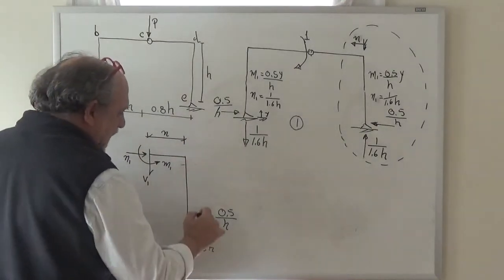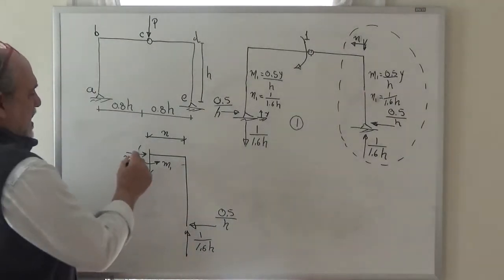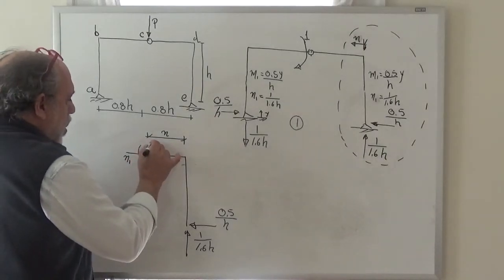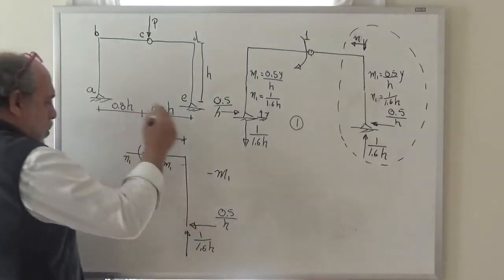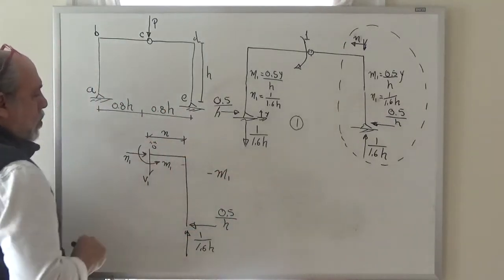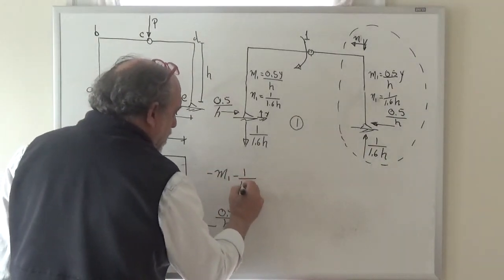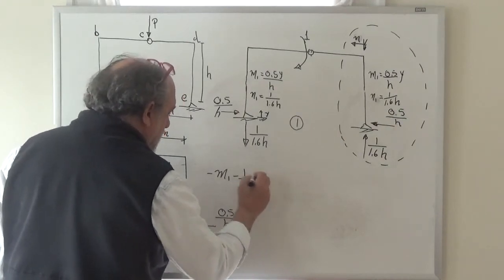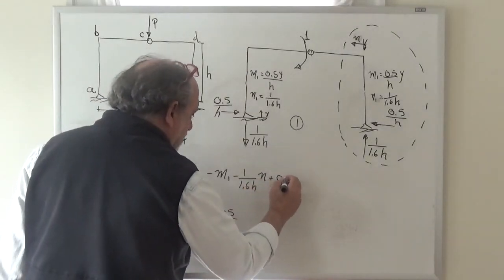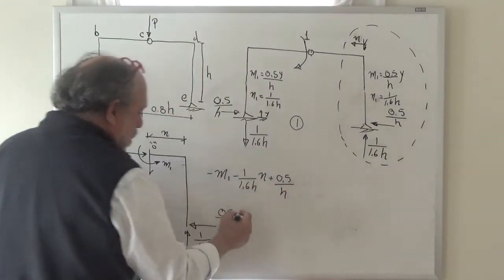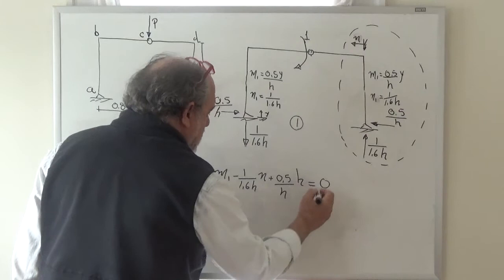Of course, we know that this height here is h, which I don't show to keep it as uncluttered as possible. Now we can say summing moments about O, to get rid of the N1 and the V1, we have minus M1. I usually use clockwise as positive. Then we have minus 1 divided over 1.6h multiplied times n. That's also negative. And we have positive 0.5 over h multiplied times h. And then that must all be 0.